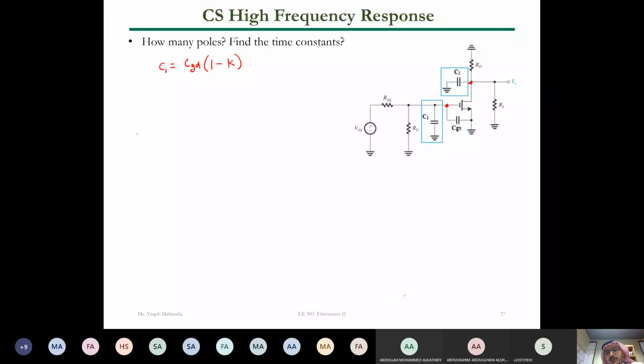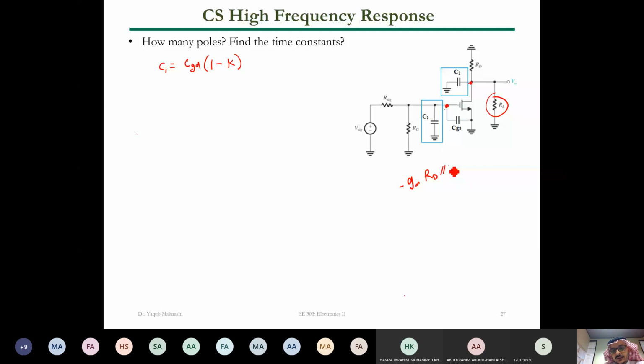What we know about common source without degeneration, without R naught, what is the gain if you are here in the gate and you are looking from the drain? Minus GM, but in minus, right? Minus. دائما common source يا شباب. Minus GM RD, exactly, RD in parallel with RL.